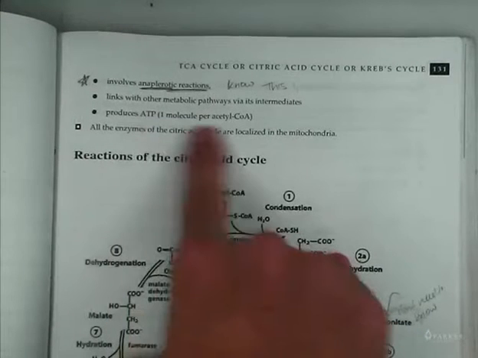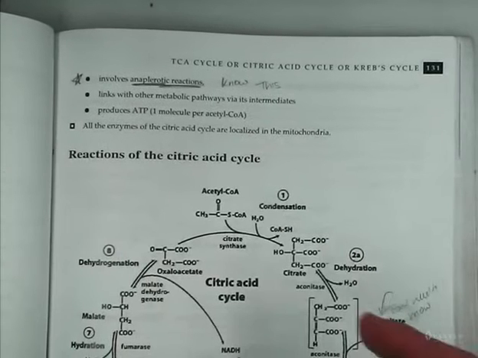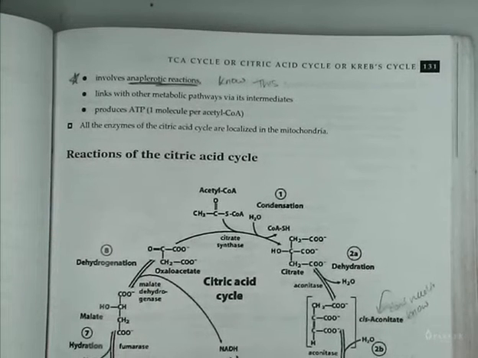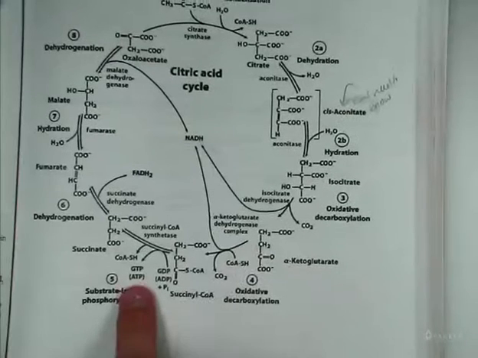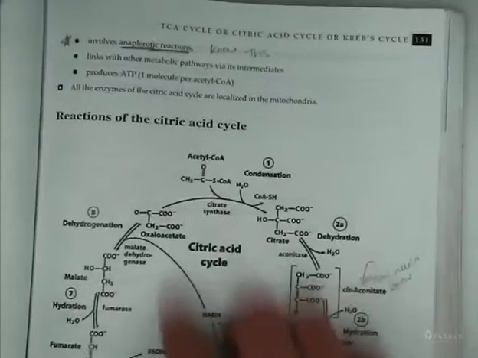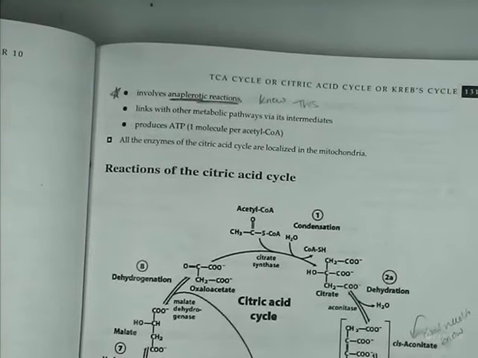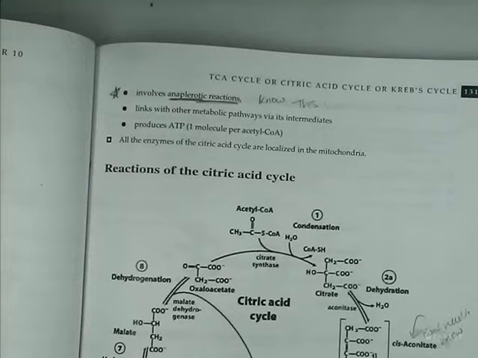Like I said, it links with other pathways, and it produces ATP. So 1 molecule of ATP per acetyl-CoA. And actually, it's in the form of GTP, but we will get there. So, like I said, it's all in the mitochondria. So a GTP is made, which really, it's the same thing. It's the breaking of those phosphate bonds of GTP is the same releasing of energy as ATP, right? It's just guanine instead of adenine.